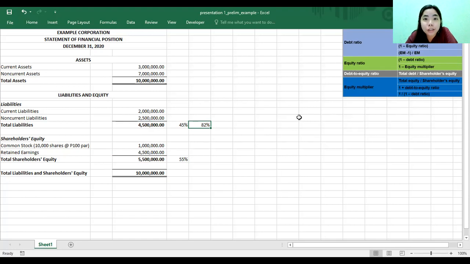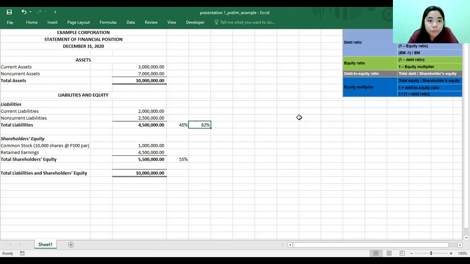Okay? In its name, debt to equity ratio. It can't be called debt to shareholders equity ratio. That would be too long. Okay? So, that's our financing ratios. The debt ratio, equity ratio, debt to equity ratio.